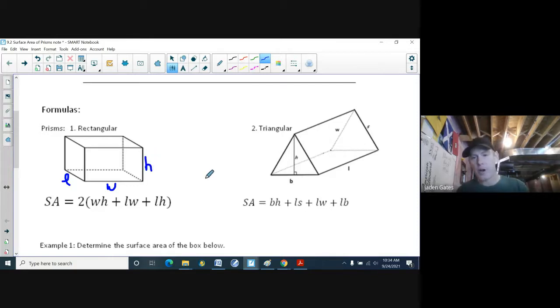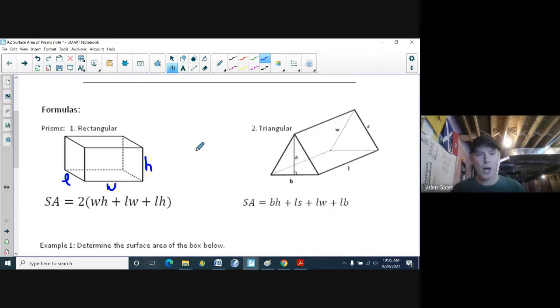All right, now the other object we have is a triangular prism, which has a formula that is not necessarily more complicated, but there are definitely a lot more letters going on here. B is our base, the distance along the bottom. H is our height straight up. We have the length, and then we have W and S, which are the lengths of the sides. They can be different because you can have a slanted triangular prism.